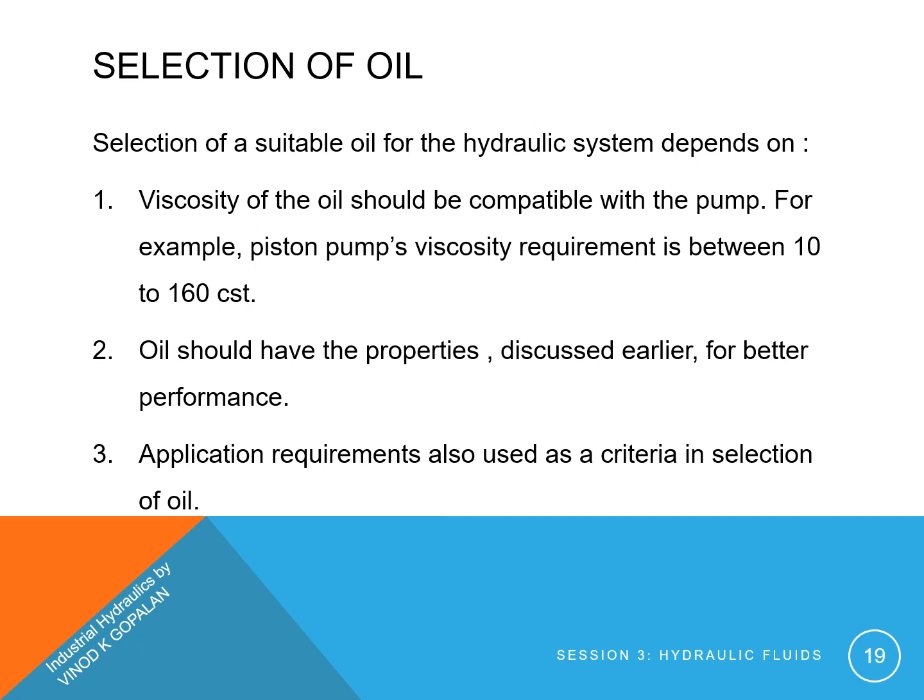Selection of oil. Selection of a suitable oil for the hydraulic system depends on, first, viscosity of the oil should be compatible with the pump. For example, piston pump's viscosity requirement is between 10 to 160 CST. Second point is, oil should have the properties discussed earlier for better performance. And third point is, application requirements are also used as a criteria in selection of oil.